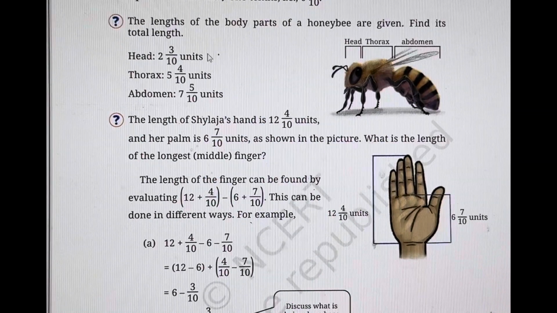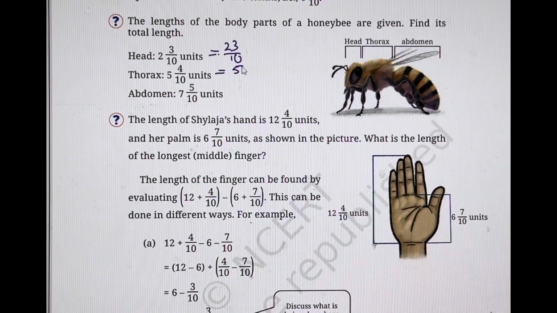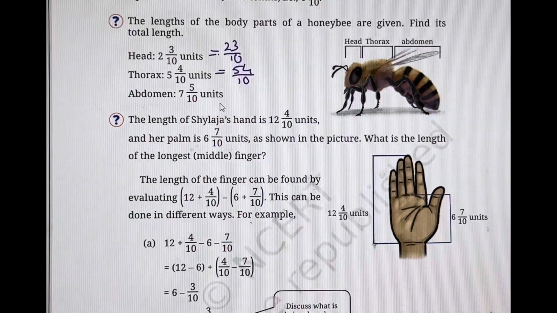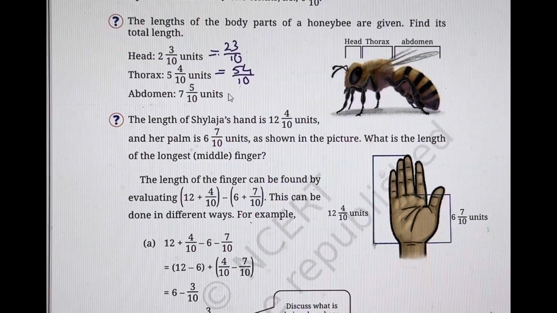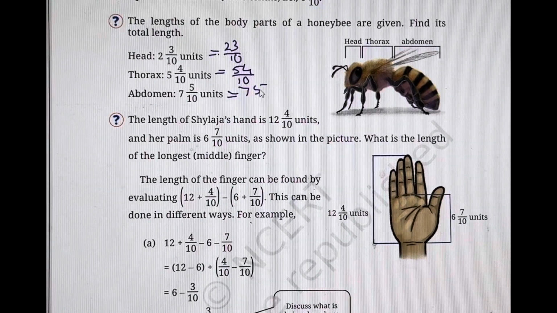So here, 10 2s are 20, 20 plus 3 is 23 upon 10. This becomes 23 upon 10. This is 10 5s are 50 plus 4, 54. So this becomes 54 upon 10. We'll convert them into improper fractions first. So this will be equal to 10 7s are 70 plus 5, 75 upon 10. Now we add them, right? So if we add them, I'll write it here.